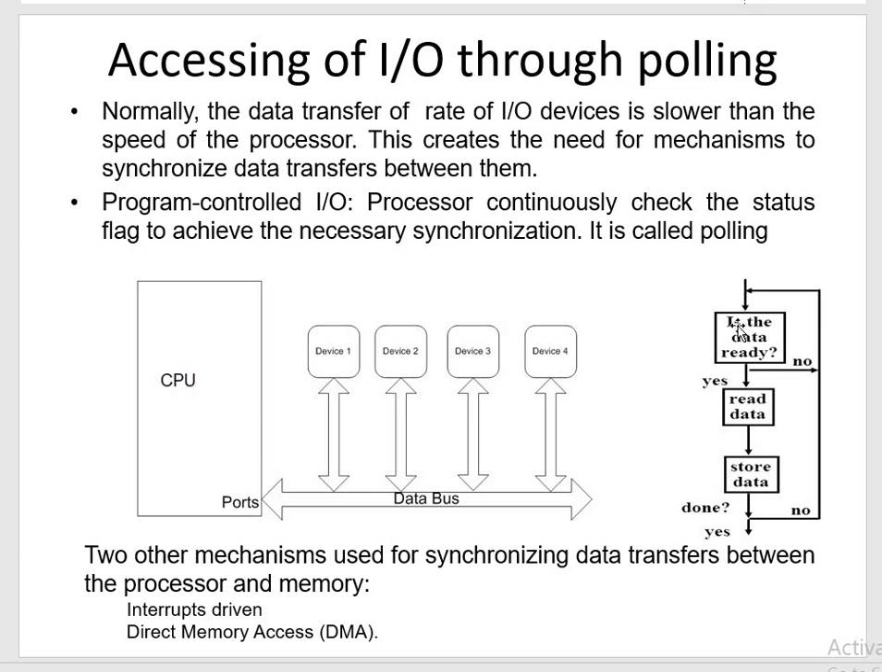Within the program, the processor will check: is the data ready? It will continuously check device 1, 2, 3 or 4 from where it wants to read or write the data. It checks the status of that device. Whenever the device is ready, it reads the data and stores it, and once the process is over, it comes out of that. Otherwise, if the device is not ready to deliver the data to the processor, it will go again and check it again.